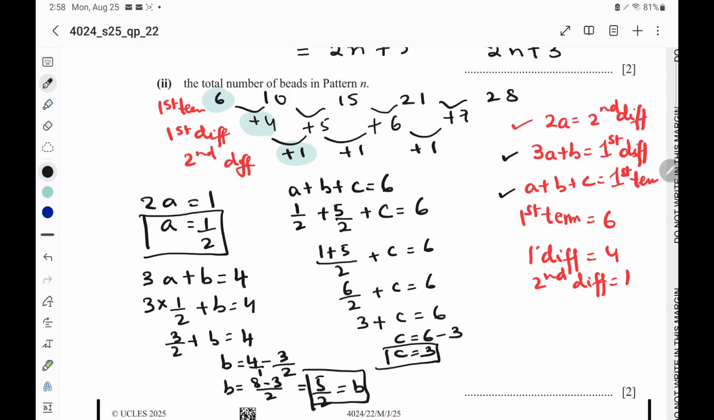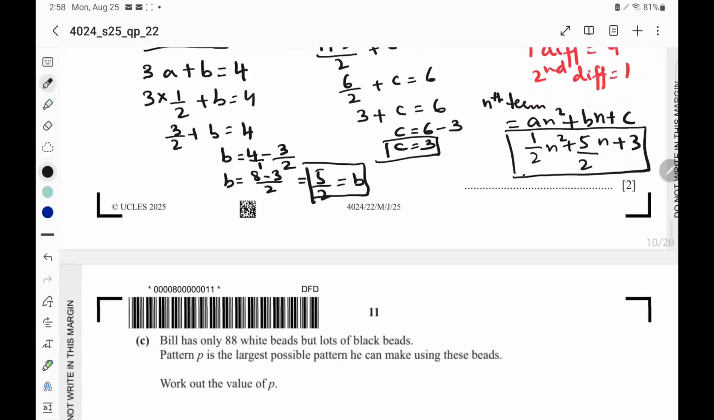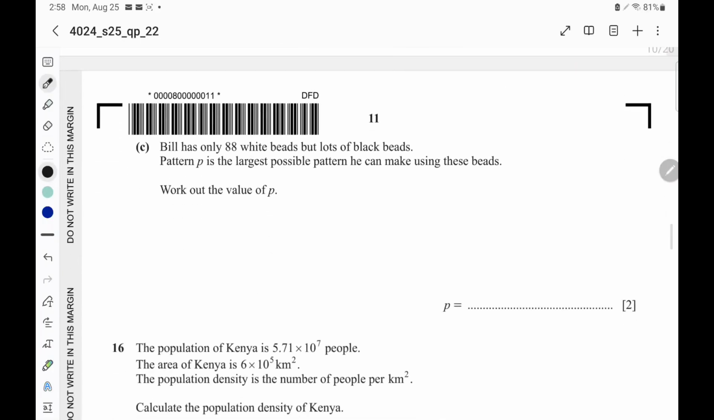Now we don't have any problem. For the quadratic sequence, the nth term is equal to an squared plus bn plus c. So that is half n squared plus 5 over 2 n plus 3. This is the answer for this part. This was just for 2 marks. Okay. All right. Now just move to the next part of the same question.